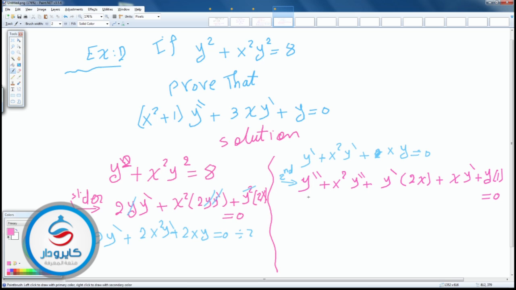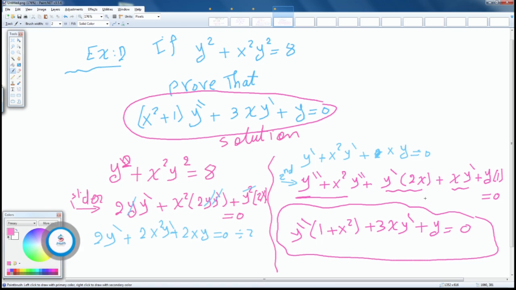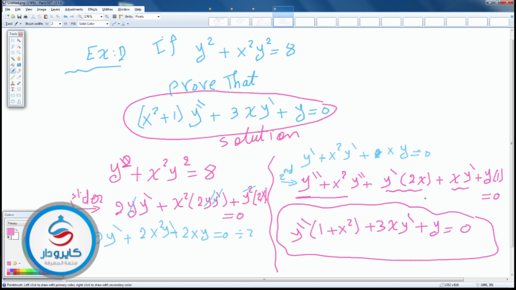Let's simplify. Let's take y double dash as a common factor here. We will get (1 plus x squared) y double dash plus, this is 2xy dash and this is xy dash, we get 3xy dash, plus y equals 0, and also we get the requirement. Again, knowing that the highest derivative here is the second derivative, we differentiate with respect to x twice, for the first time and the second time.